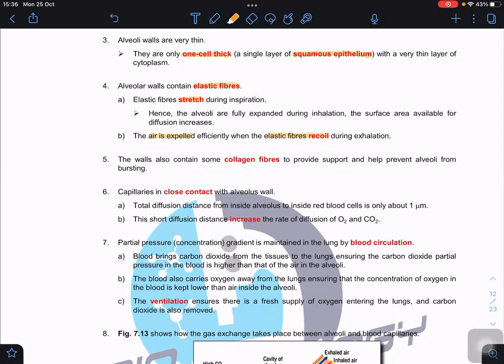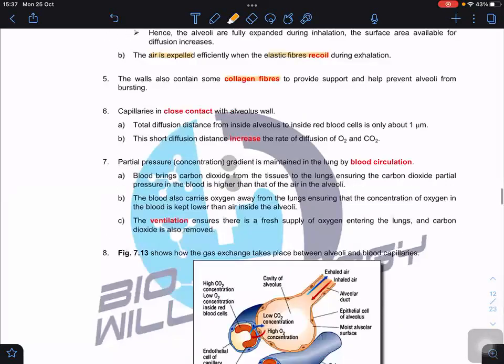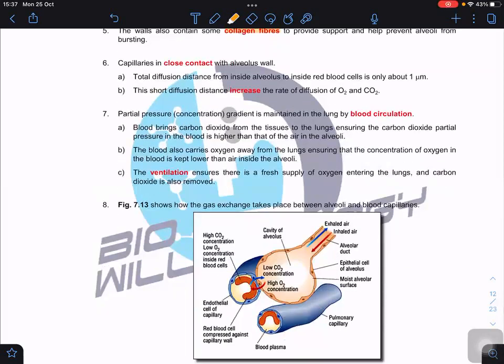Okay, and the wall also contains some collagen fiber. As you know, collagen fiber provides support and helps prevent the alveoli from bursting. So this collagen fiber works together with the elastic fiber so that our alveoli won't over expand. Okay, now the capillary. The capillary has very close contact with the alveolus wall, and we know that the capillary also has one layer of squamous epithelium, or endothelium, so it is made very, very thin.